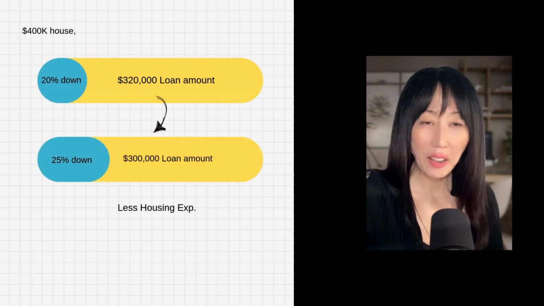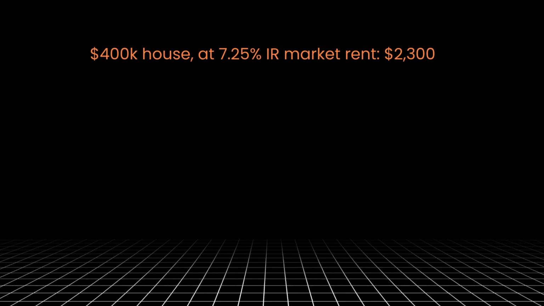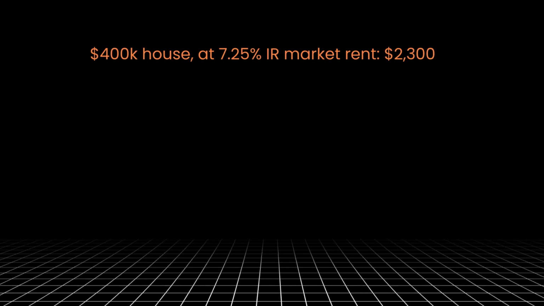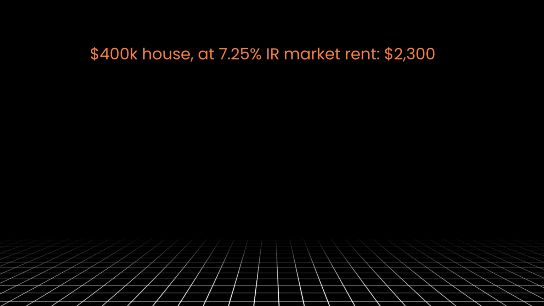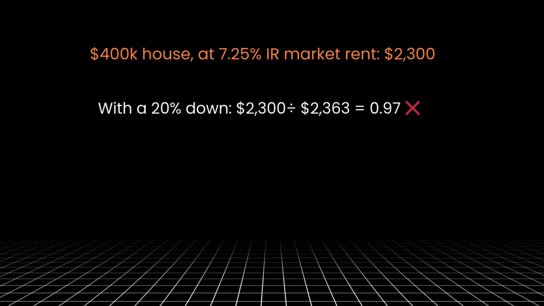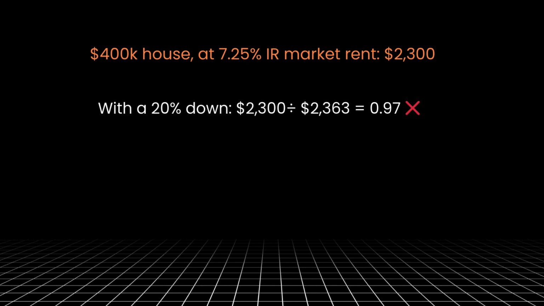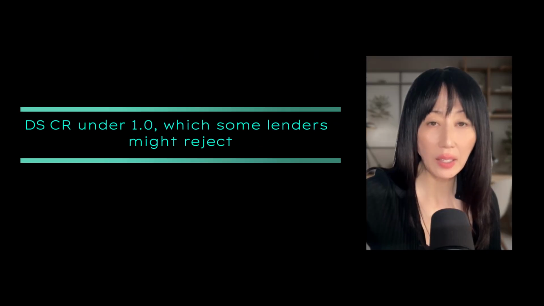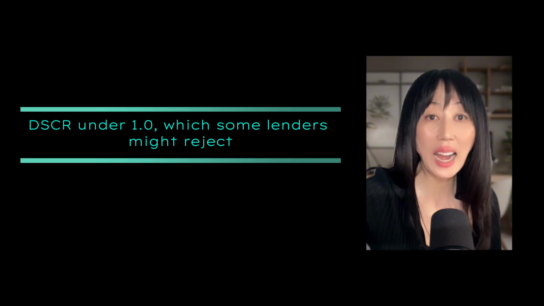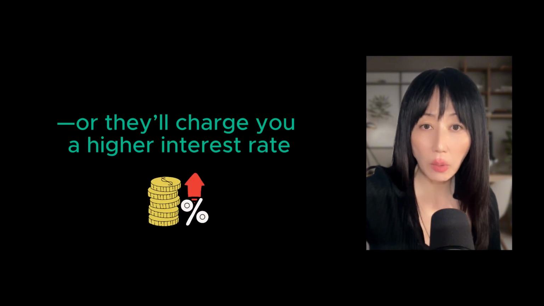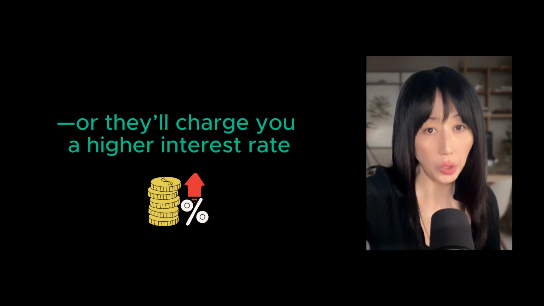As an example, for a $400,000 house at a 7.25% interest rate, the market rent is $2,300 a month, with 20% down. Take that $2,300 a month divided by the total housing expenses of $2,363 a month equals 0.97. Now you have a DSCR under 1.0, which some lenders might reject or they'll charge you a higher interest rate.